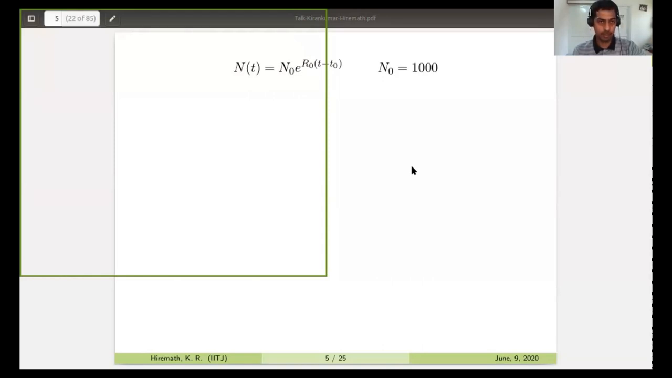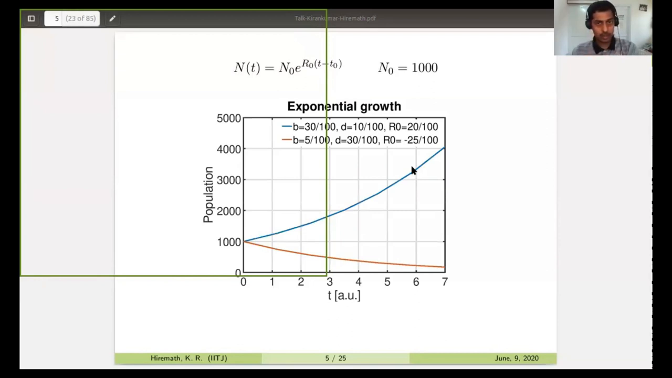Nothing is happening. It's boring, unrealistic. Suppose r0 is greater than 0, then what will happen? Then the exponential term is increasing, and so the population will increase. For example, look at these two simulation results for exponential growth. Suppose there are 30 births per 100 population in unit time delta t, a big birth rate, I must say, but for the sake of argument, let's take this number. And the death rate is 10 deaths per 100 population. So the net growth rate will be B minus D, that is 30 minus 10, 20 per 100. So in time delta t, population increases by 20. This delta t is an arbitrary unit.